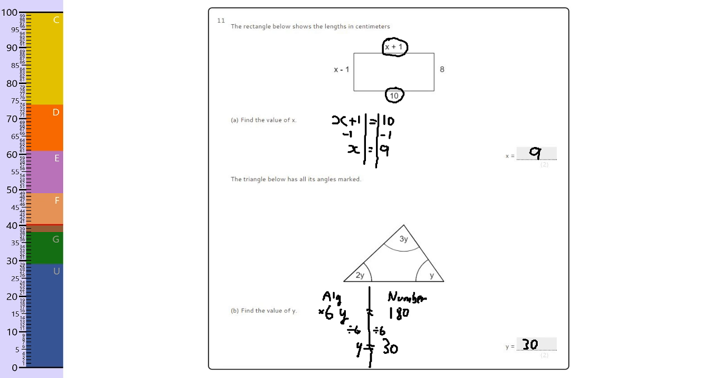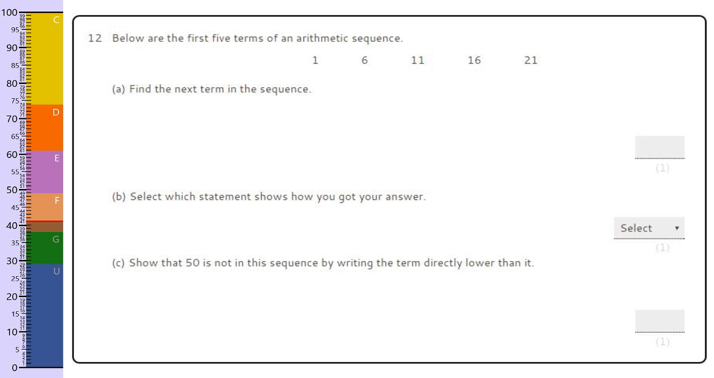Okay, fantastic. Let's move on, and we're currently on an F if we've got everything right so far. I said the grades would be going up quickly, and they are. So, question 12. Pause the video now and have a go. Okay, so basic sequence question.